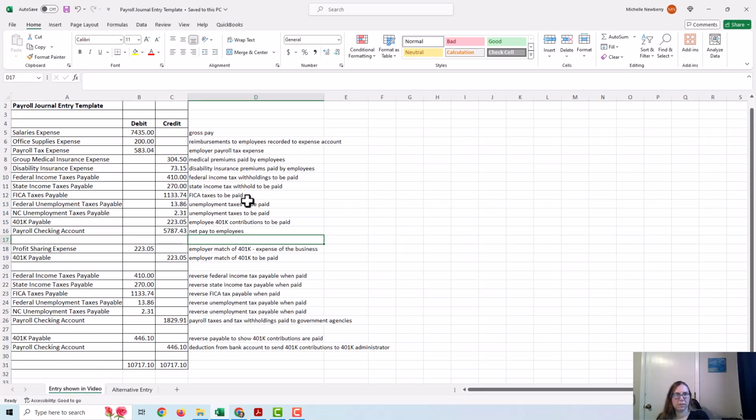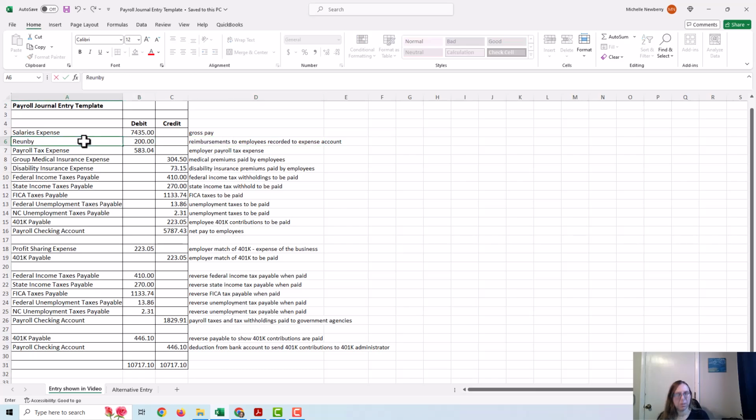What I did was took my spreadsheet and I added some notes here on where the numbers are coming from. So this is going to be gross pay of all the employees. The reimbursements to employees are recorded in an expense account.